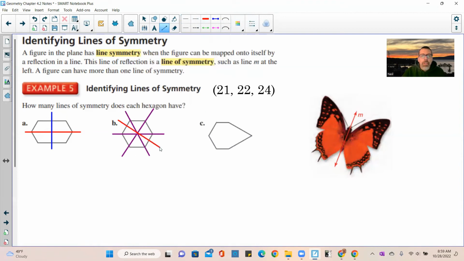I could also do a line of symmetry here, a line of symmetry cutting it in half here, and a line of symmetry there. So that one has 6 lines of symmetry.